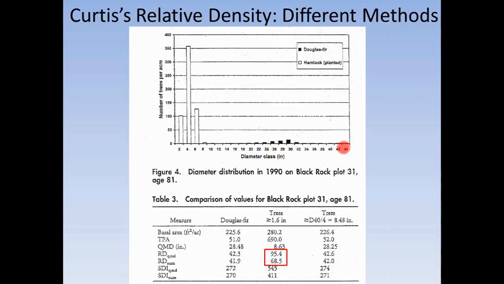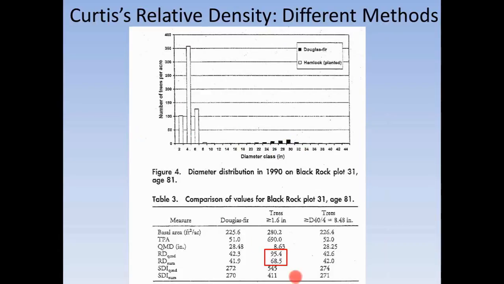And the question is, should we count those or not? They tend to bring your QMD down without adding a lot of the basal area. And so as your QMD decreases, your RD basically increases at a faster level than I think Bob wants it to happen. And it seems reasonable.